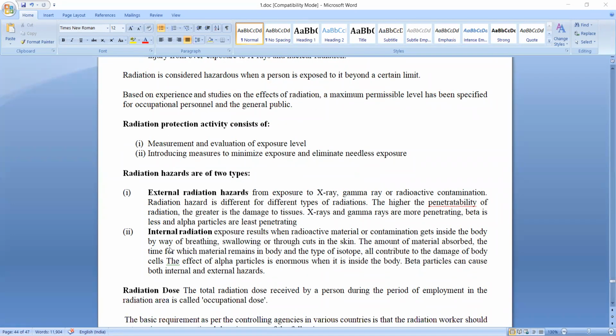Next, here we have two types of hazards. One is external radiation hazards. The second one is internal radiation hazards. External radiation means, suppose the body, our skin, is exposed to the radiation. Okay, automatically that is the external radiation.